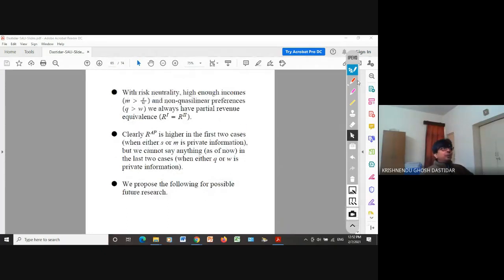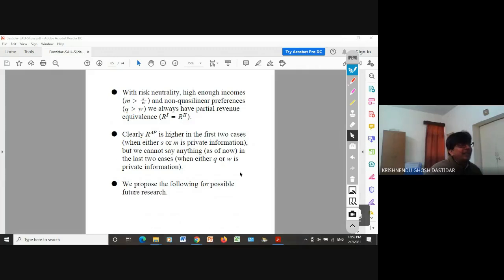So what's the upshot? With risk neutrality, high enough incomes and non-quasi-linear preferences, which is Q strictly greater than W, we always have partial revenue equivalence. Now RAP, the expected revenue with the all pay auction, is higher in the first two cases when S or M is private information, but we still cannot say anything in the last two cases. So we only know RAP is not equal to R1 and R2 in the last two cases, when Q or W is private information.